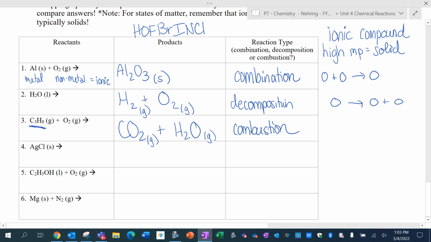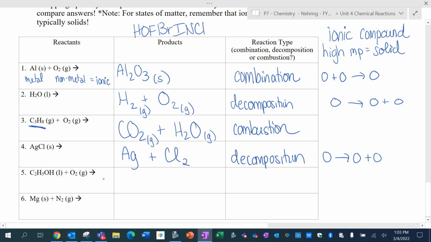Okay, so for this one I've got just one reactant. All that can do is break apart. So this looks like a decomposition reaction. It's going to decompose into its elements, that's silver and chlorine. And so Ag, is it part of Hofbrinkel? Nope. So no subscript there. But chlorine, is it part of Hofbrinkel? Yep. So I'm going to put a subscript right there.